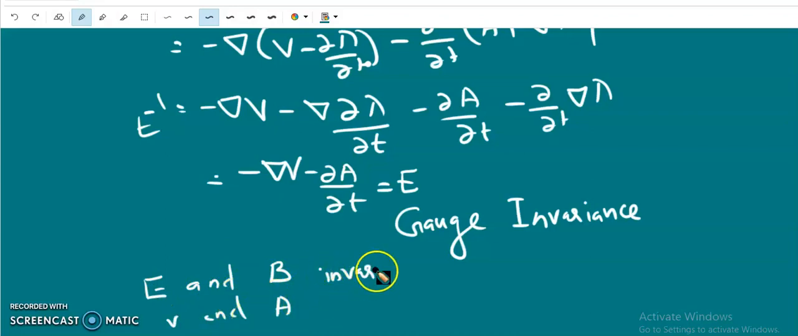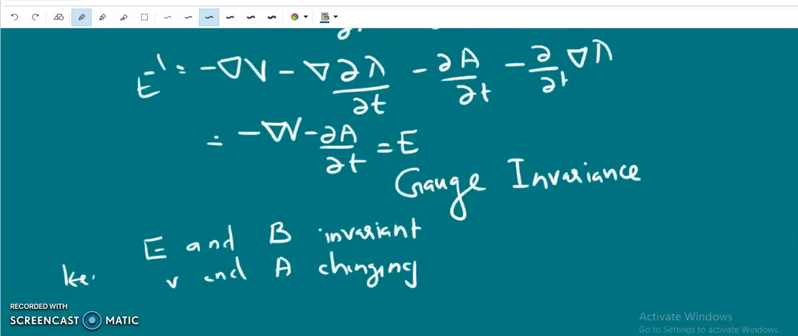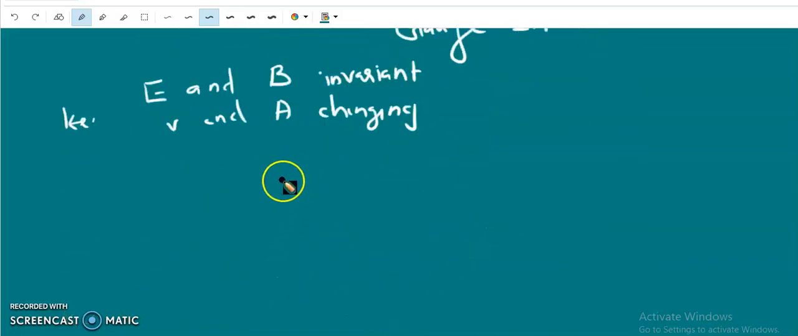Okay, so we can keep E and B invariant by changing V and A. So such changes in V and A without changing E and B are called the gauge transformations. Okay, these changes are called gauge transformations.